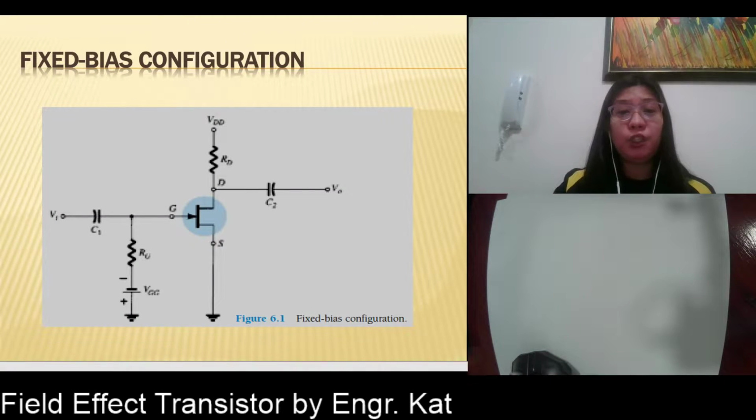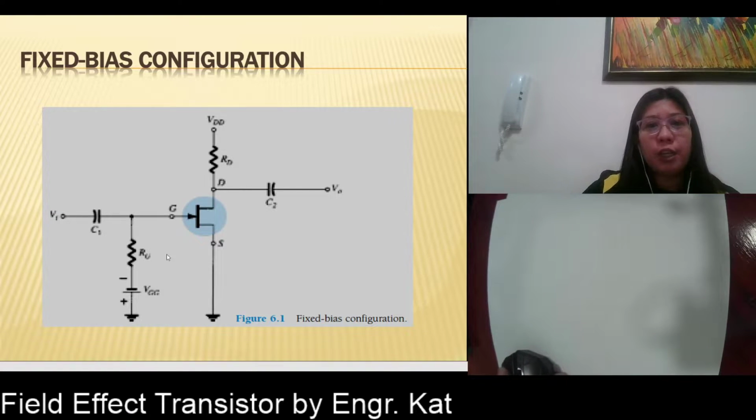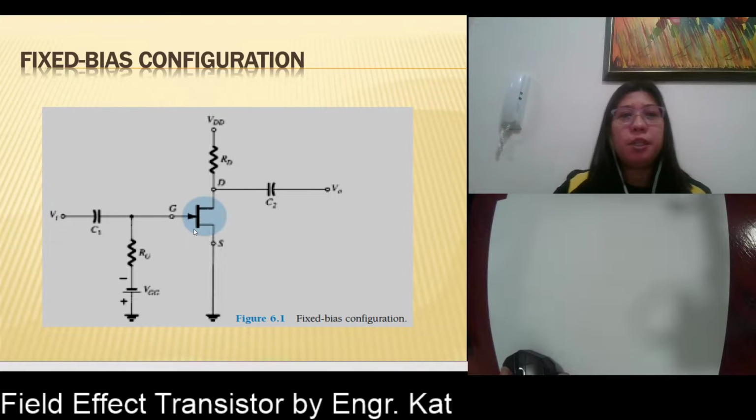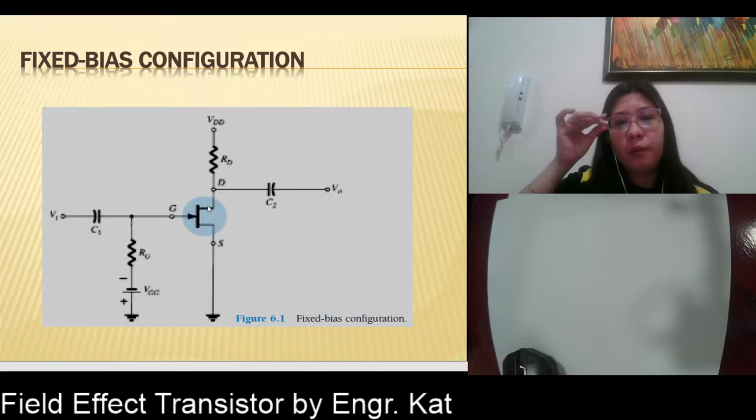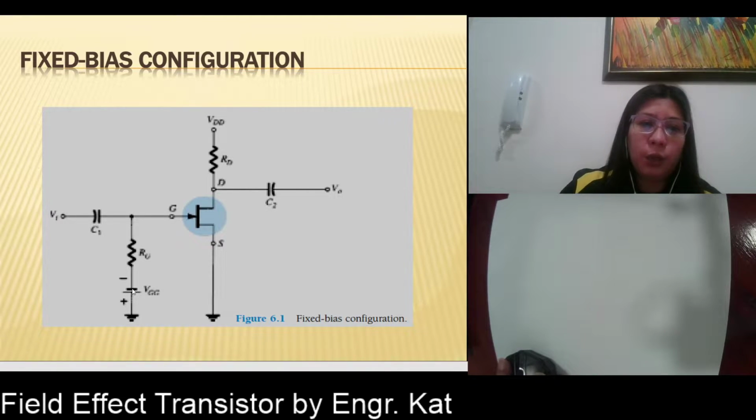Okay, so we will be starting with a fixed bias configuration. So this is your JFET. This is our symbol for an N-channel JFET. We have a source here, which is your VGG. So take note of your VGG.